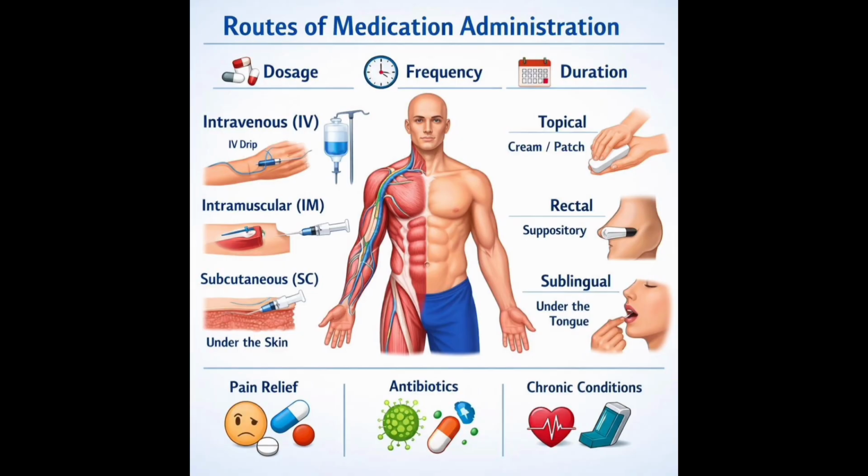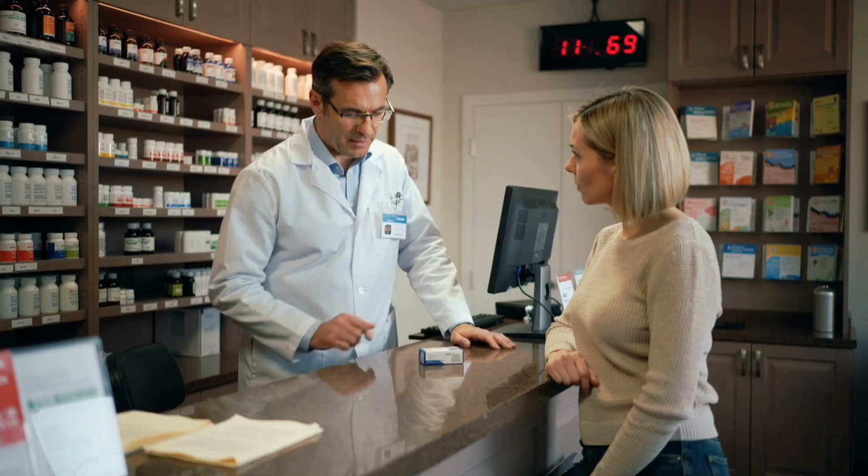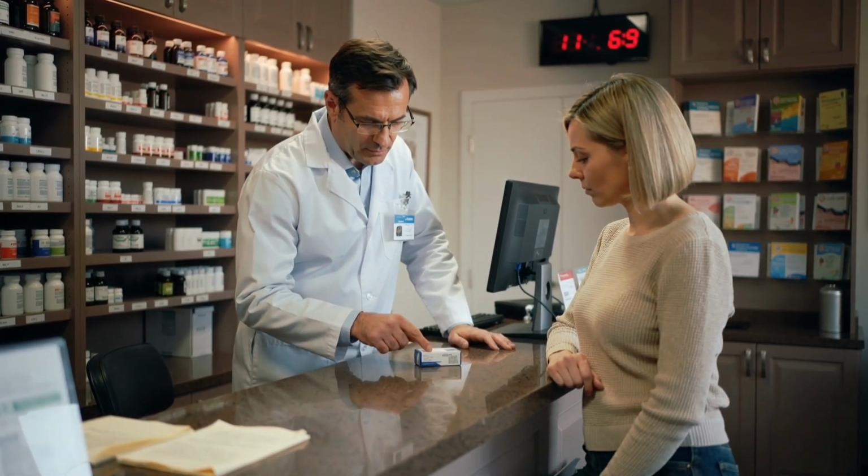These routes are chosen based on how fast the drug needs to work, how well it's absorbed, and the patient's condition. Another important pharmacy term is dosage. Dosage refers to the amount of drug to be taken at a particular time. Frequency tells you how often: once daily, twice daily, every 8 hours. Duration tells you how long the drug should be used. When pharmacists insist on completing antibiotics, it's not stubbornness, it's pharmacology.